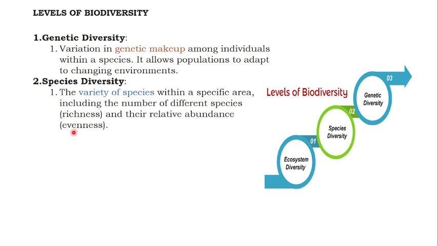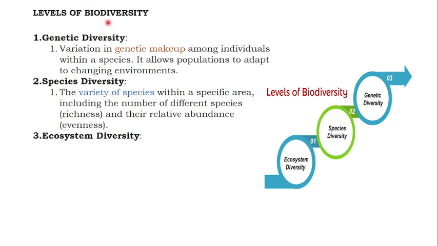Now, species evenness, the abundance of the species. Say we have a species, maybe Homo sapiens. How many Homo sapiens do we have? The number of individuals in a single species is called species evenness. Understanding the variety of species within a specific area is called species diversity. It will help us understand species richness and species evenness.